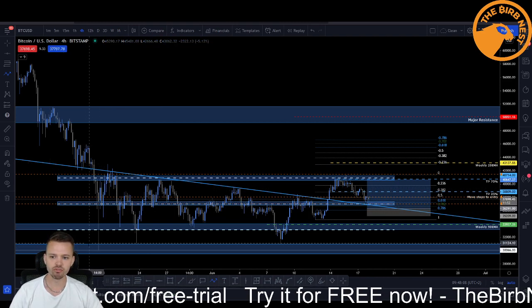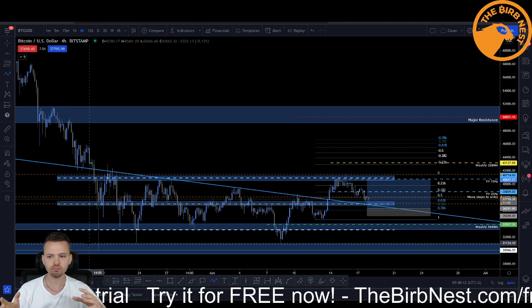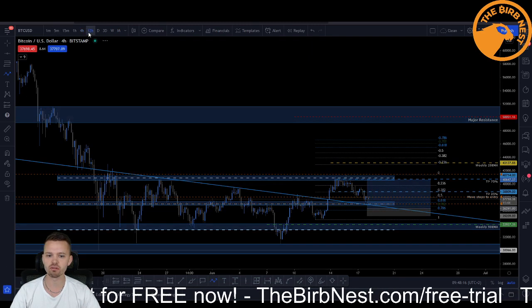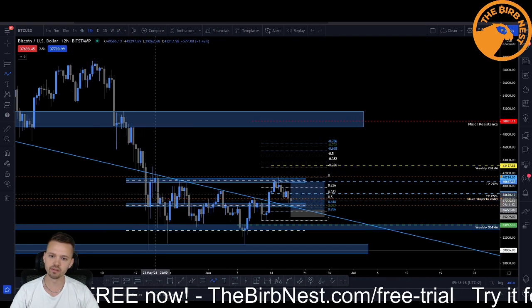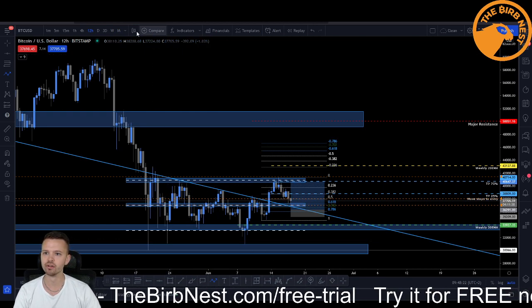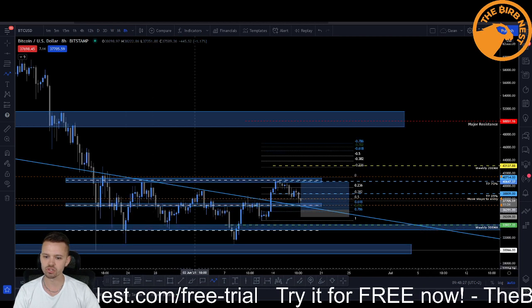This is not going to be perfect, and when trying to identify market structure, you kind of have to, you can't take all the tops and the bottoms. You have to look at the bigger picture. I think it's better if we use the 12-hour here, makes it a little bit cleaner, right? Or even maybe the 8-hour. Yeah, the 8-hour is good.